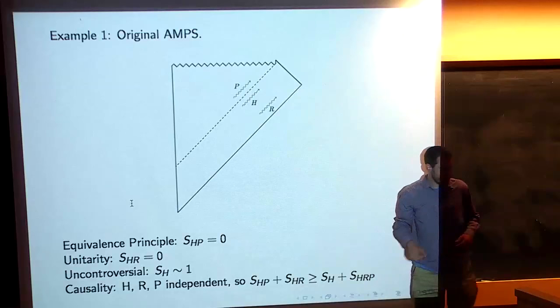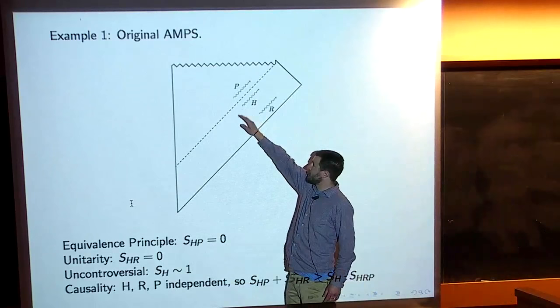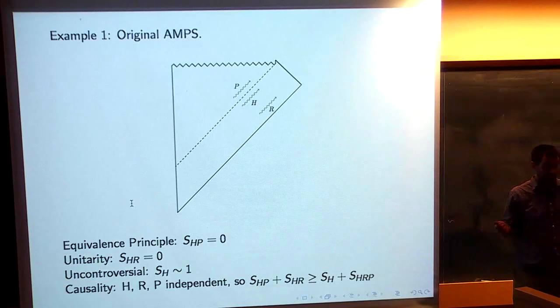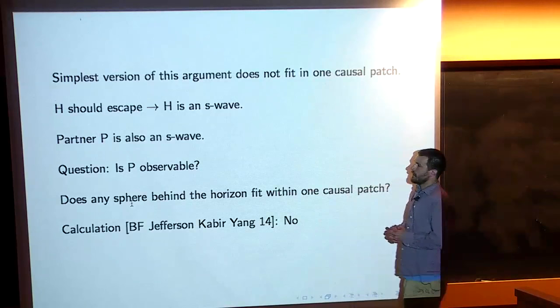So the simplest example is where this argument is strongest, which is when this Hawking mode is something that will escape to infinity. That's when unitarity gives a clear argument that it should be entangled with the early radiation. Now, the angular momentum barrier is much higher for high L modes. And so roughly H should be an S wave, or anyway, it should be some low L mode. Therefore, its partner P, behind the horizon, is also an S wave. It's also spread over the entire sphere.